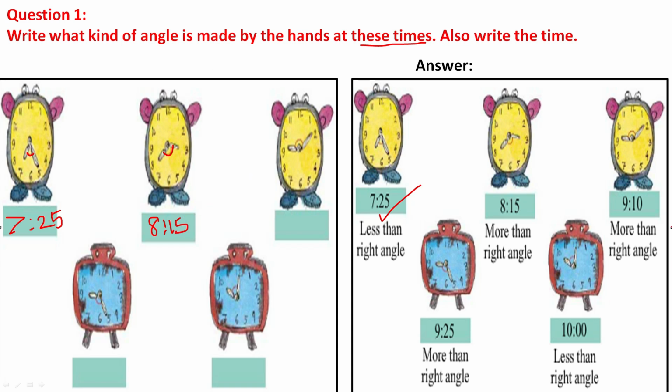So more than right angle. The clock 9:25, more than right angle is formed here between the hands of the clock. Here 10 o'clock, less than right angle.